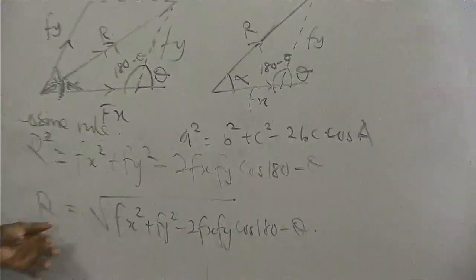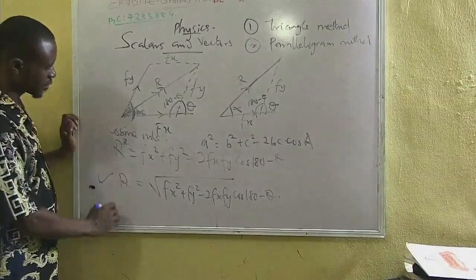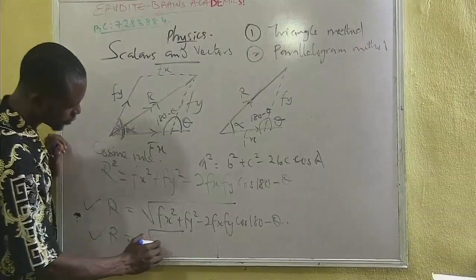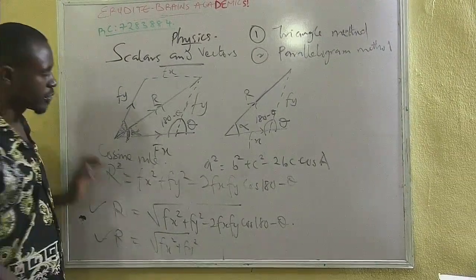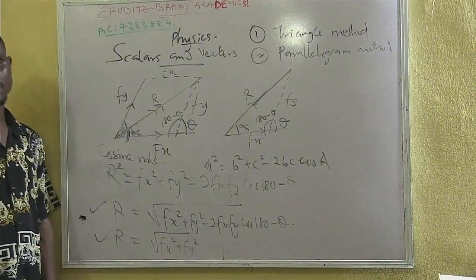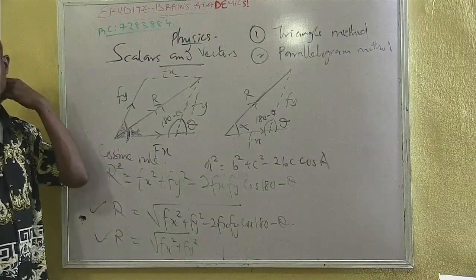our resultant. So I've given us two different formulas now. This is for the parallelogram, and for the triangle method, we just have it to be Fx squared plus Fy squared. There is no angle that we are going to consider for that calculation. So now we are going to go into calculations.